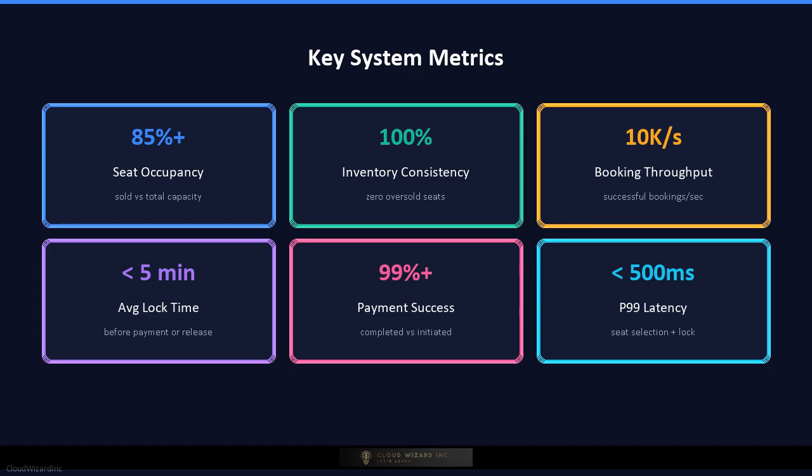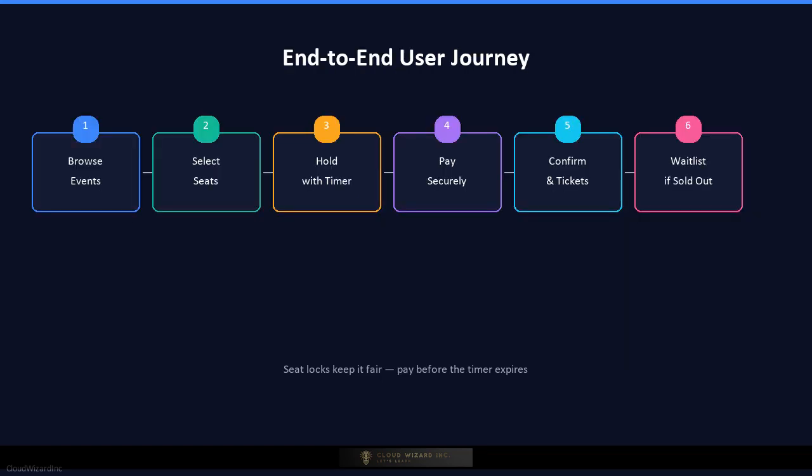P99 latency for seat selection, lock, and payment initiation. Waitlist conversion rate, the percentage of waitlisted users who get a seat when one becomes available, and system availability during a ticket drop, measured in nines. These are the numbers that business and engineering care about most. Let's trace the end-to-end user journey.